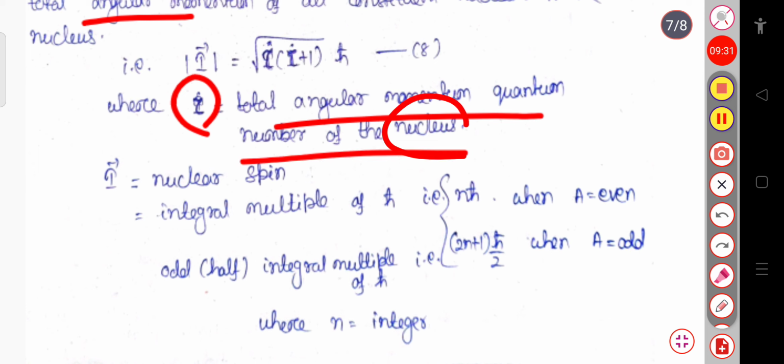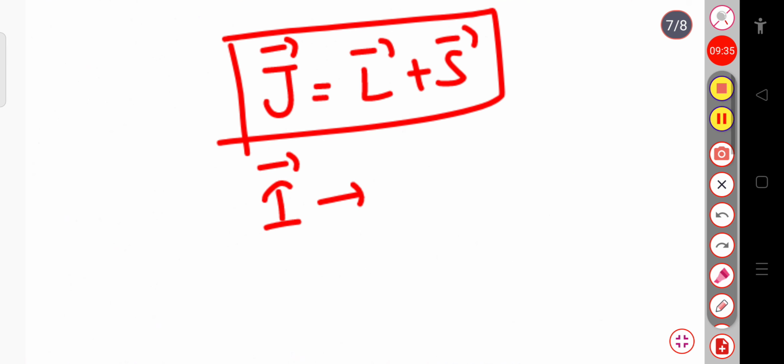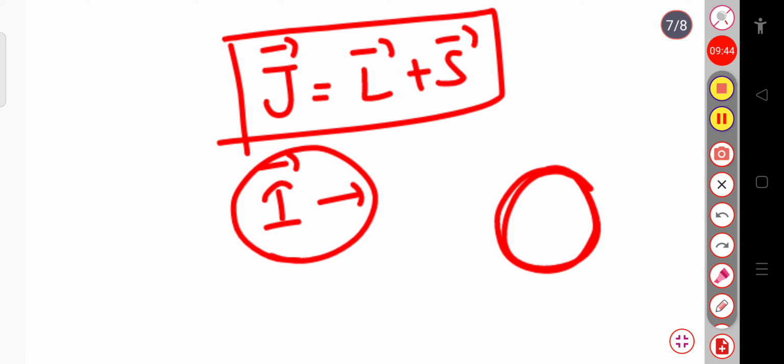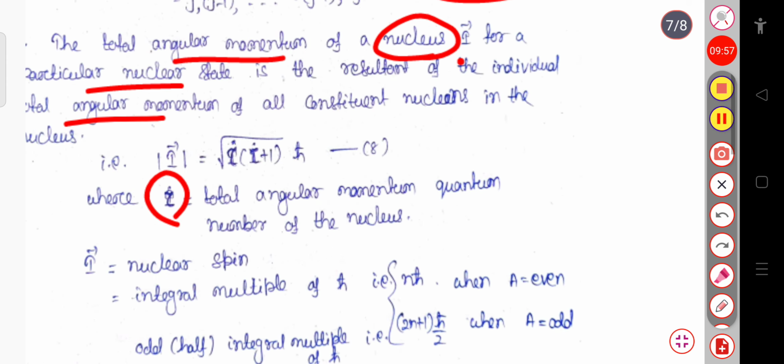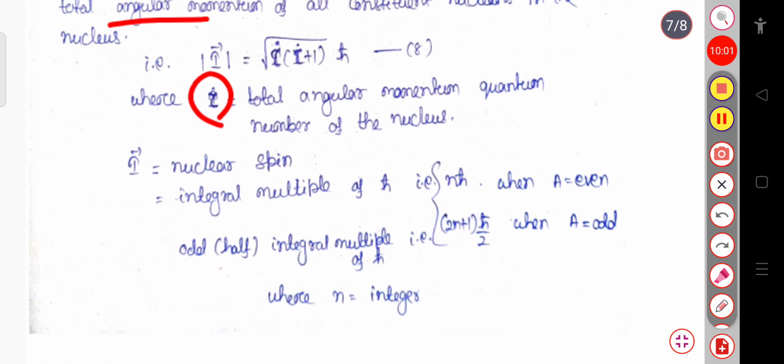So as a whole, if I consider the whole nucleus, then the total angular momentum of this nucleus is represented by I. But if you consider first the orbital motion, then the spin motion, and then add these two, you will get the total angular momentum of the nucleons. Okay, this is the basic difference between these two. This I represents the total angular momentum of the nucleus, and this is also called the nuclear spin.